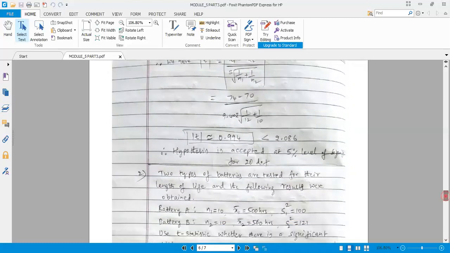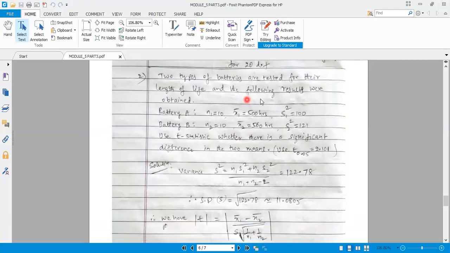On a similar problem, two types of batteries are tested for their length of life, and the following results are obtained. For battery A, the size is 10, the mean life is 500 hours, and the variance is 100. Similarly, for the second battery B, the size is the same, 10, and the mean is 560 hours. The variance is 121. Now use a t-test to test whether there is any significant difference in their lifetime.